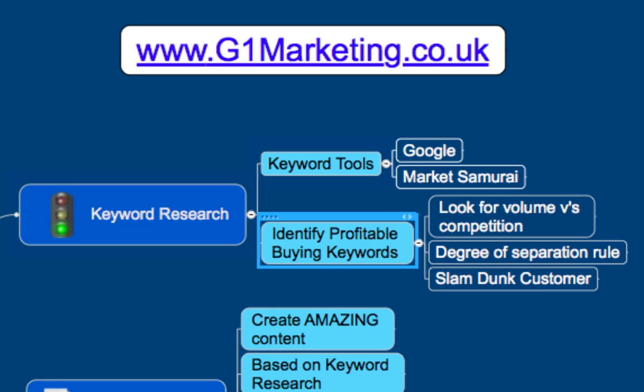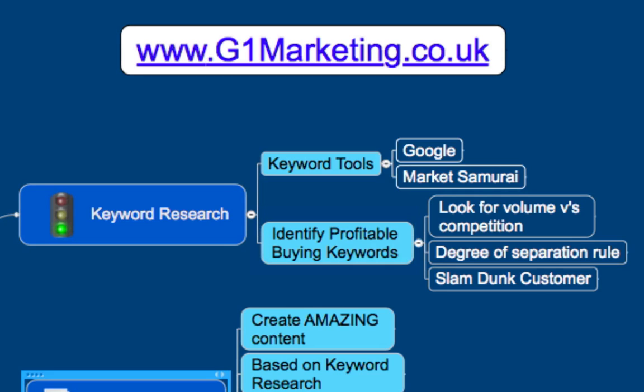The degree of separation rule. Sometimes when you're doing your keyword research, Google will come back with keywords maybe you hadn't initially thought of. It might be something to think about because there will be some very profitable keywords amongst the results that they come back with that you maybe hadn't thought about. And at the end of the day, whatever keywords you're doing, you should be really looking for your slam dunk customer. The customers out there who are typing in buying keywords, not just generic keywords which maybe look good, but are they really keywords that people are typing in when they're really looking to buy your products and services?